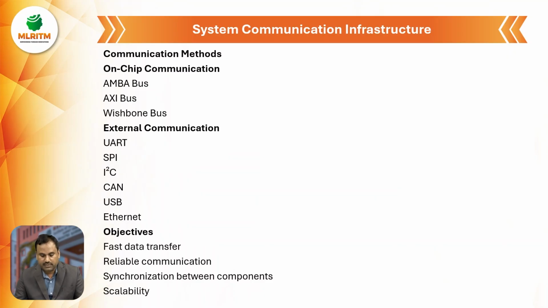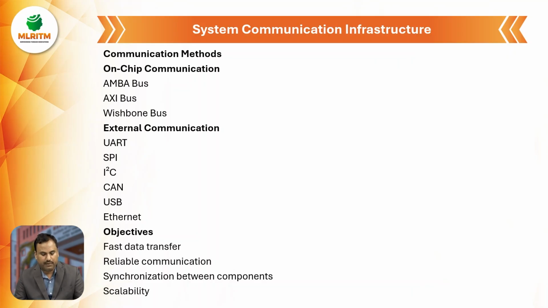Now we can see the system communication infrastructure, because the system is there. System means we are having different development boards, so we need to give commands or write some simulation code for executing or performing those hardware parts. So that is on-chip communication.